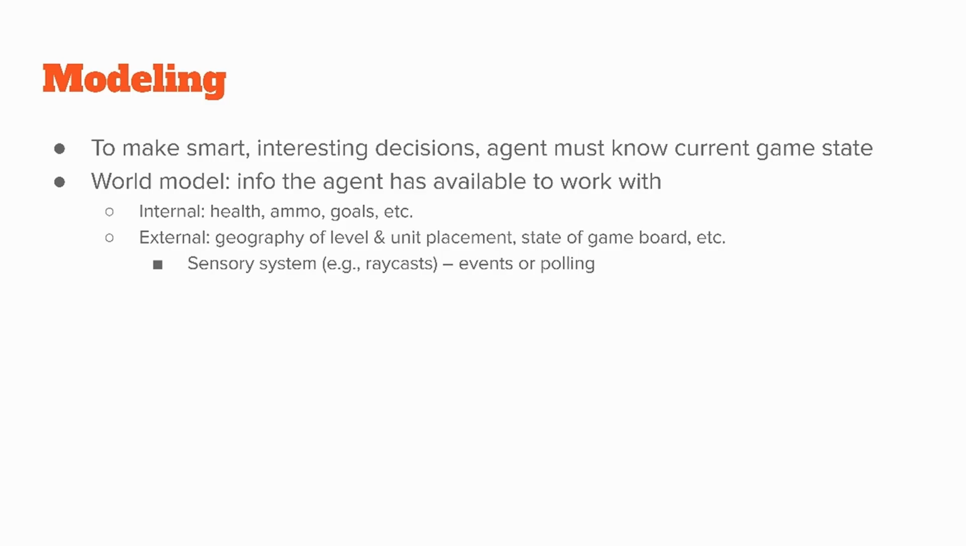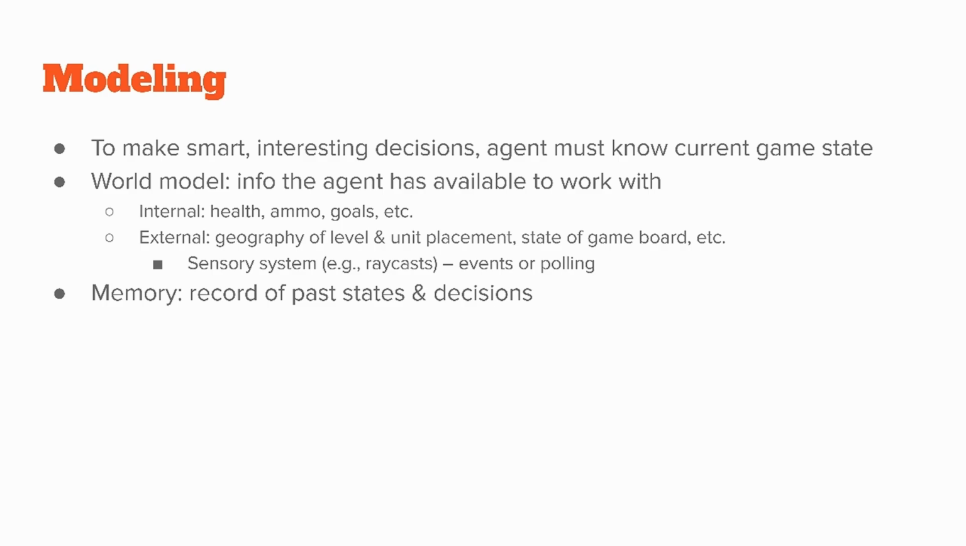And a lot of that external stuff can come from a sensory system, which is a way of gathering information about the external world. And we're not going to go over that at all. I'm just mentioning that because that is an important aspect of behavioral AI.